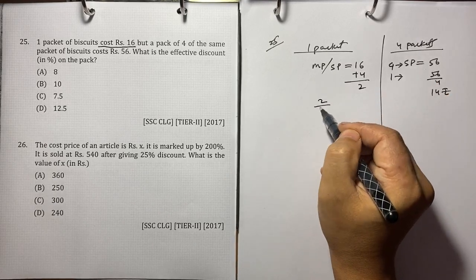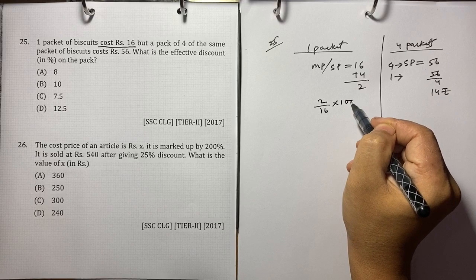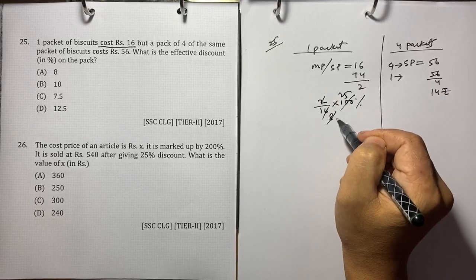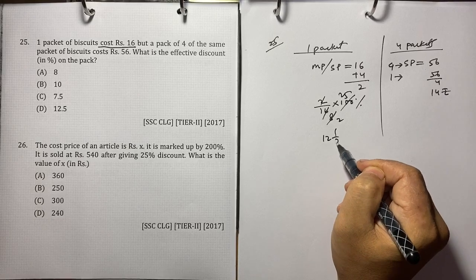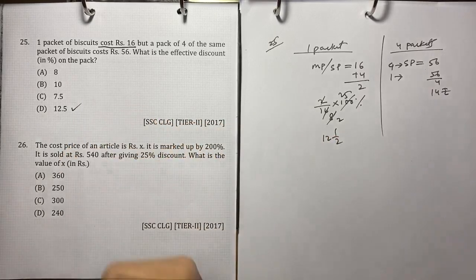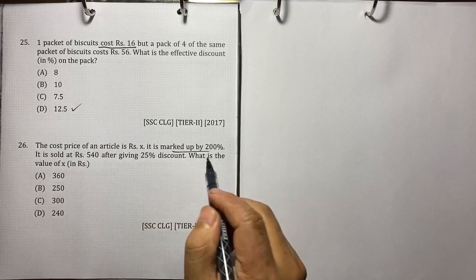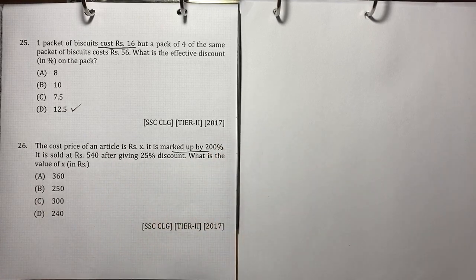So 2 out of 16 into 100%. So cancel, this will be 8. Cancel, this will be 25 divided by 2. So it will be 12.5%. The cost price of an article is this. It is markup.